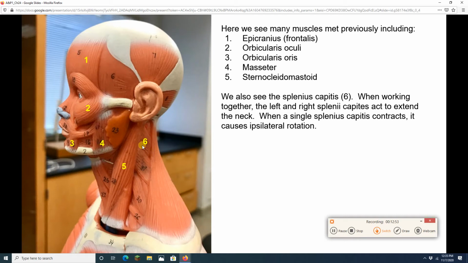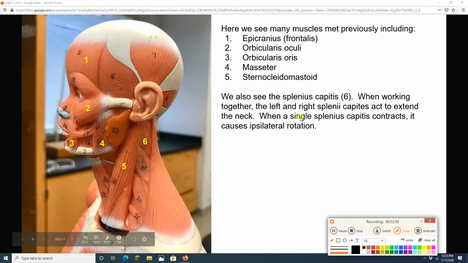But this guy with number 6 on it, this guy right here, that is called the splenius capitis. Literally means the bandage of the head, which is not very helpful to me. So, the splenius capitis is kind of like the sternocleidomastoid. When both muscles are contracting, so when it's bilateral, so both right and left contracting, it is going to extend your neck. So if you drop your chin towards your chest, then you pull your head back up. That action of pulling your head back up, straightening your neck, is your splenius capitis at work.